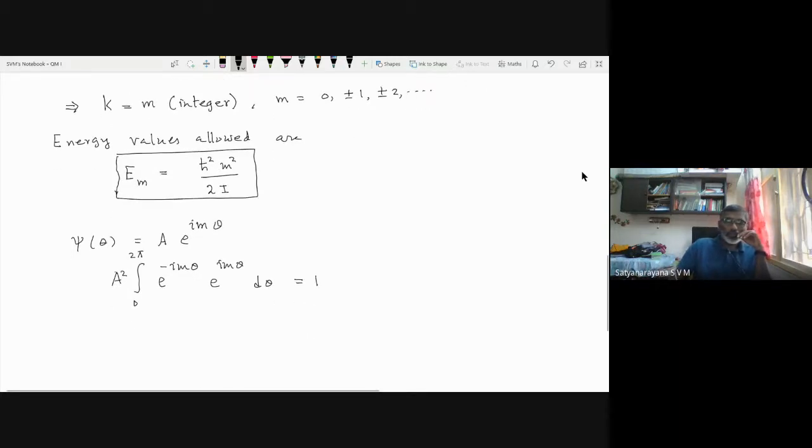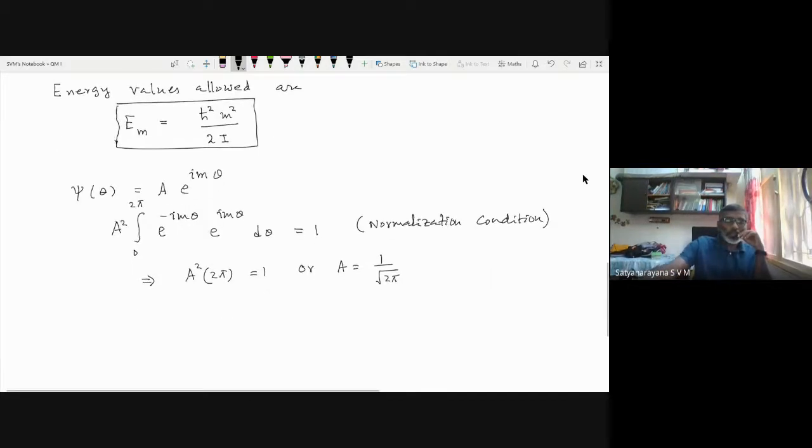So this is what we call the normalization condition. So e to the i m theta and e to the minus i m theta will become 1. So integral 0 to 2 pi d theta is 2 pi. So this gives you A squared times 2 pi is equal to 1, or A is equal to 1 by square root of 2 pi. So we have solved this problem exactly.